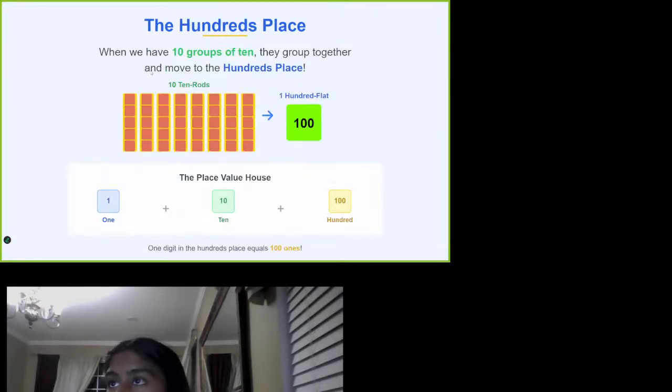Okay, so when we have 10 groups of 10, they group together and move to the hundreds place. For example, you have 10 ten rods here. So 1, 2, 3, 4, 5, 6, 7, 8, 9, 10. And then you have a 100 flat. So it goes from the ones place to the tens to the hundreds. And 100 one digits equals 100 as a number.